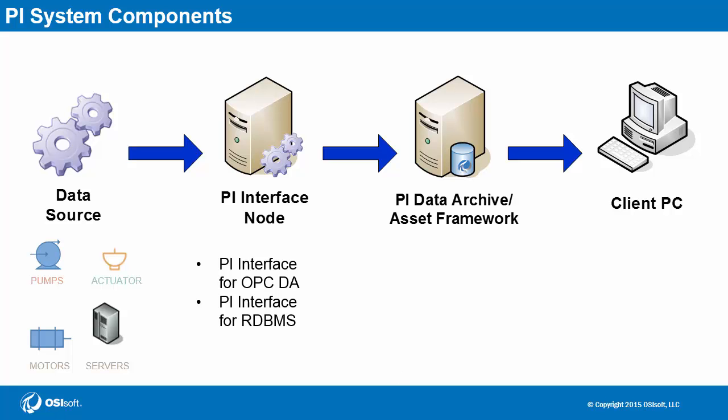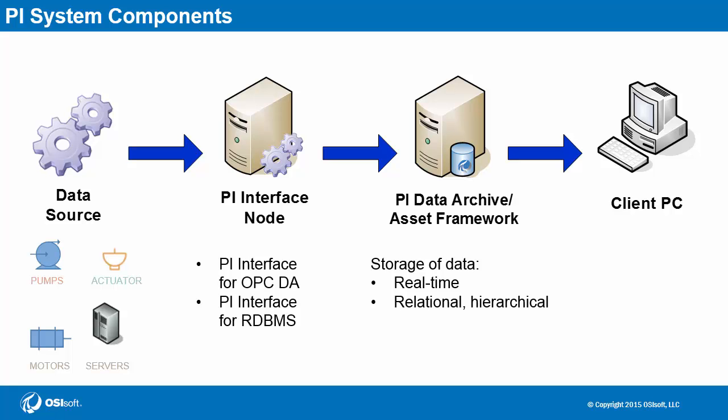After the interface nodes, data enters and is stored within this region. Specifically, real-time data is stored in the Pi data archive. When users request data over a specified time range, they are querying the Pi data archive for information.